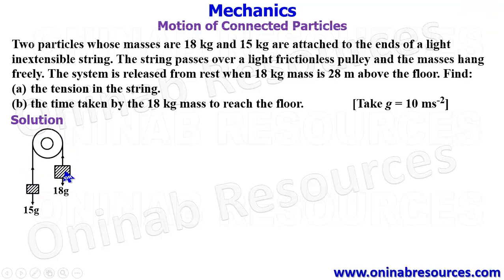The tensions are the same for the two masses. Why are they the same? Because the string passes over a light frictionless pulley, or a smooth pulley. So we have the tension to be the same throughout because it is passing over a light frictionless, that is, smooth pulley. The movement of the string is smooth, no obstruction. That is why the tensions are the same for the two masses.